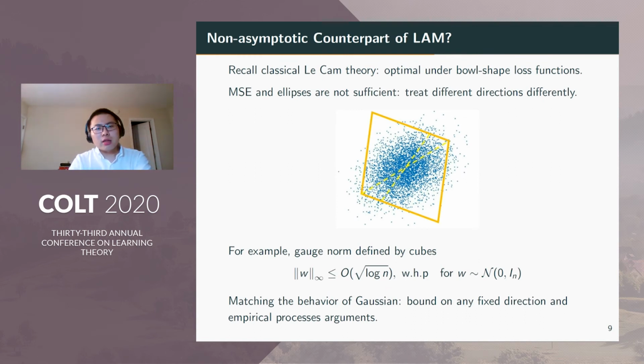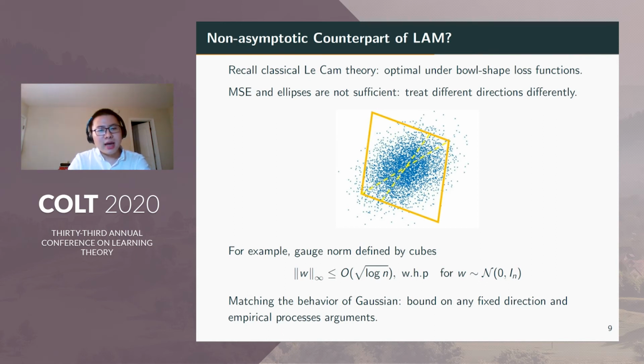Now we already have the asymptotic guarantees, and it is natural to ask what is the non-asymptotic counterpart of the result. Recall that in classical Le Cam theory, the Gaussian limit is not only optimal in terms of having the smallest variance, but it is actually optimal under any bowl-shaped loss function. This is a very strong guarantee. And ideally, we want the LSA estimate to satisfy the same property in a non-asymptotic sense.